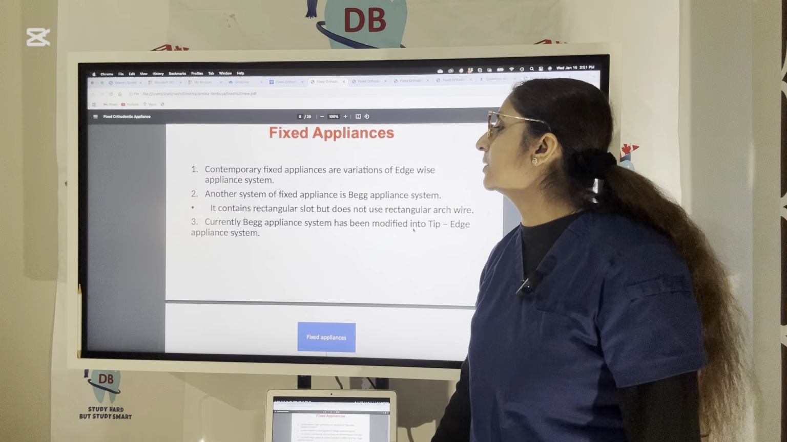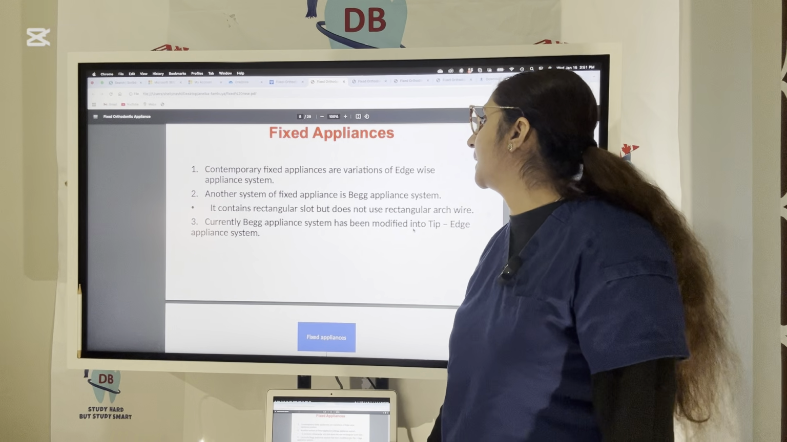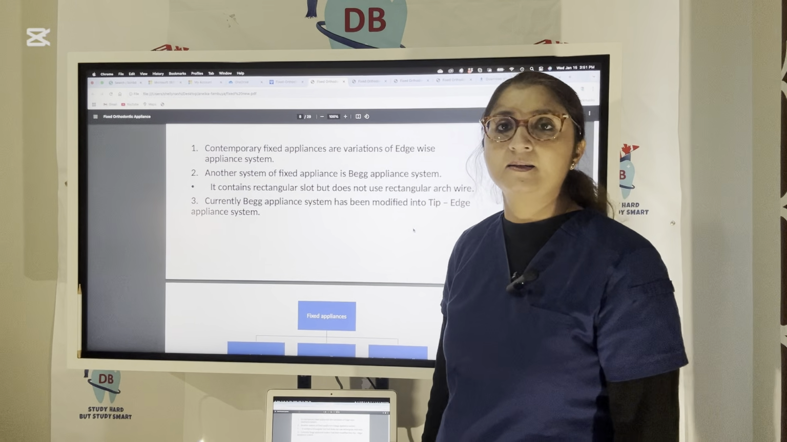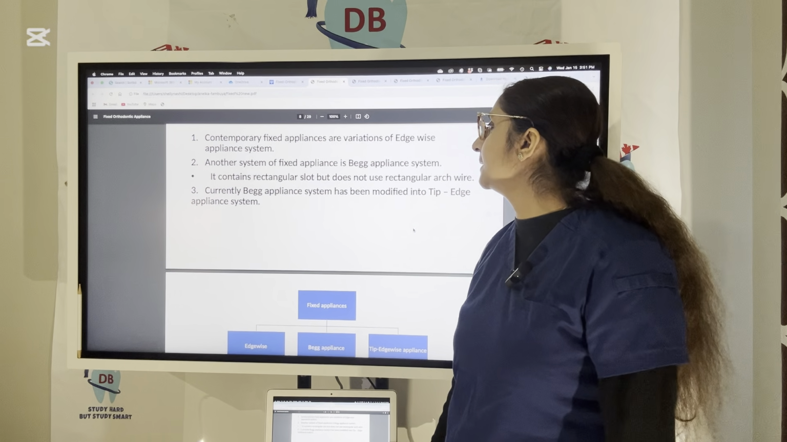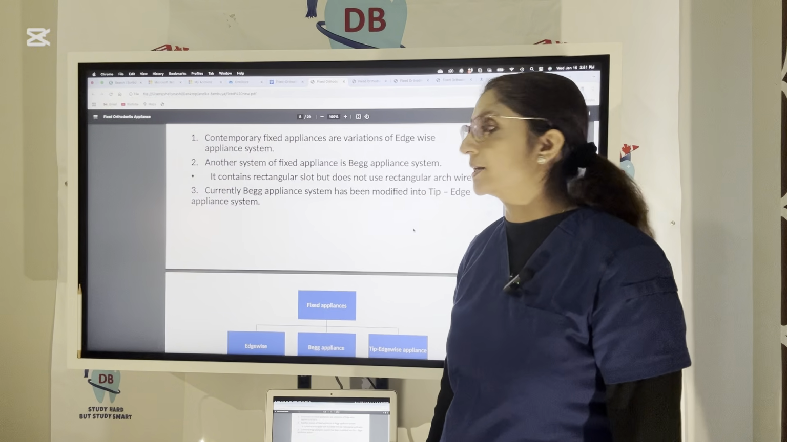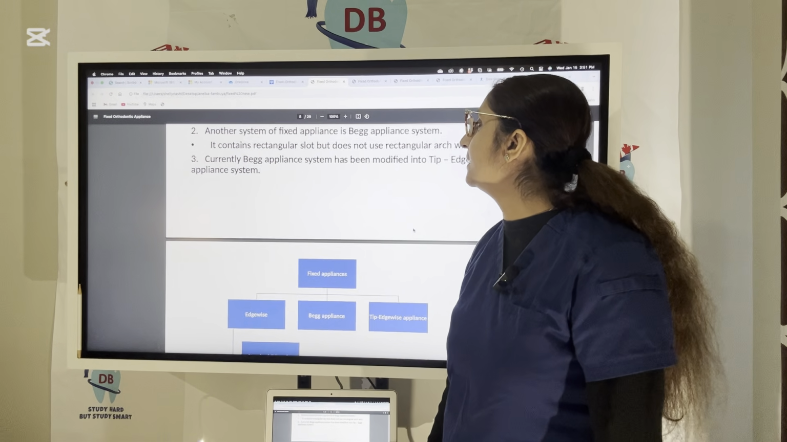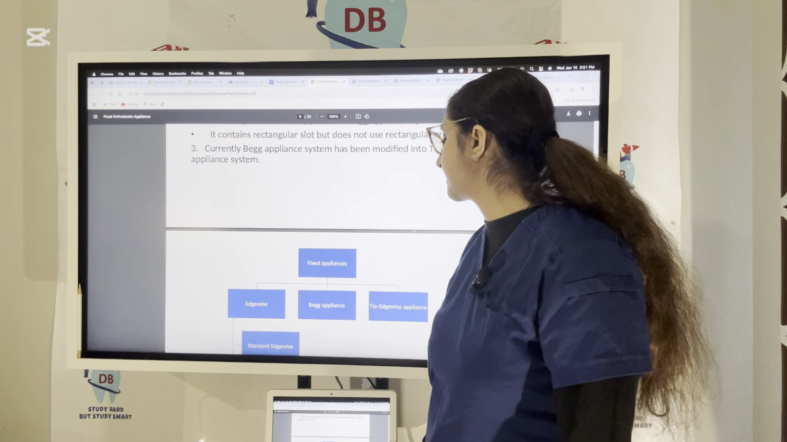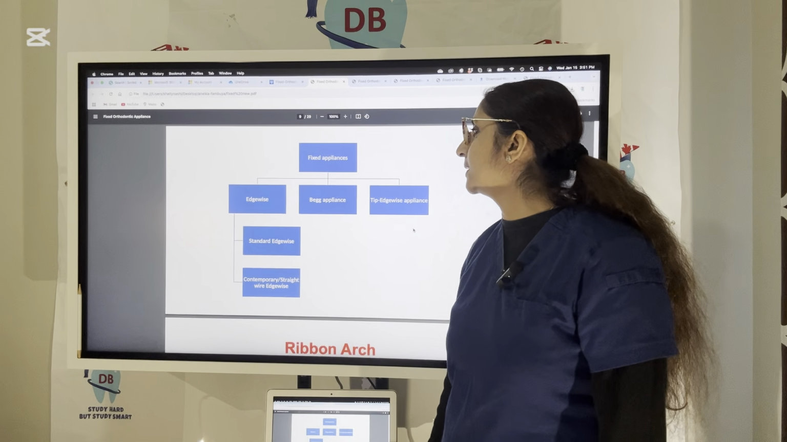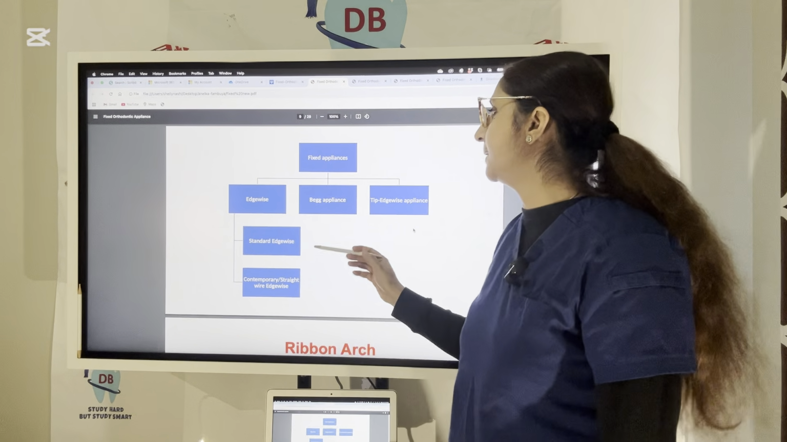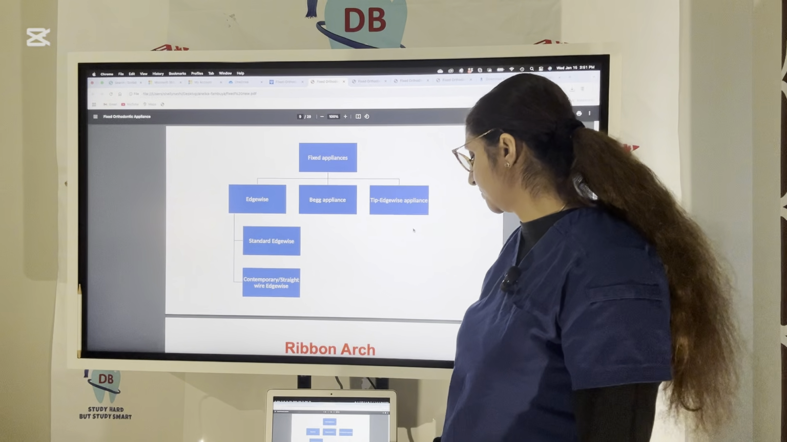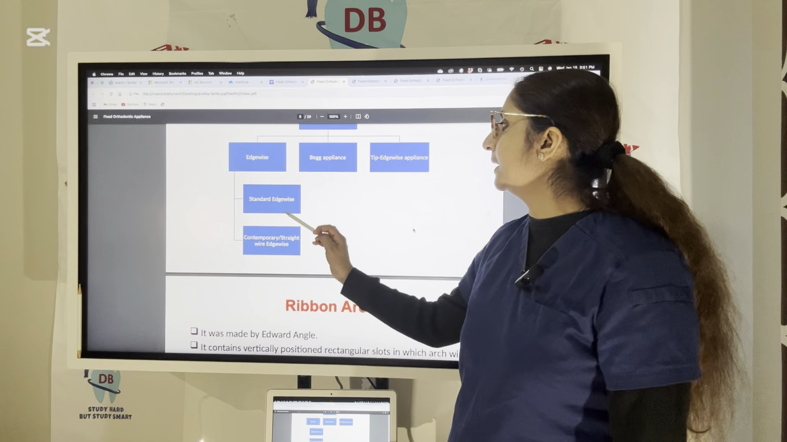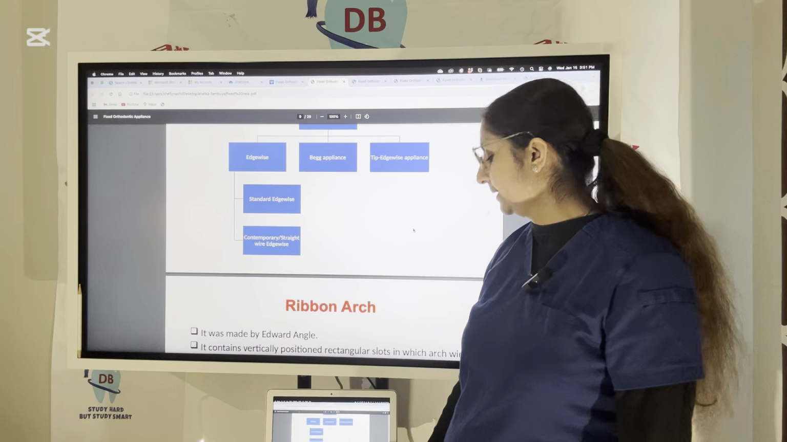The contemporary fixed appliances that we have now are variations of the edgewise appliance system. Another system of fixed appliance is the Begg's appliance system. Begg's appliance contains a rectangular slot but does not use the rectangular arch wire. Currently the Begg appliance system has been modified to what is called the tip edge appliance system. If we look at the picture here, fixed appliances are divided into edgewise appliance, Begg's appliance, and tip edgewise. And edgewise appliance is further subdivided into the standard edgewise and the contemporary or straight wire edgewise appliance.